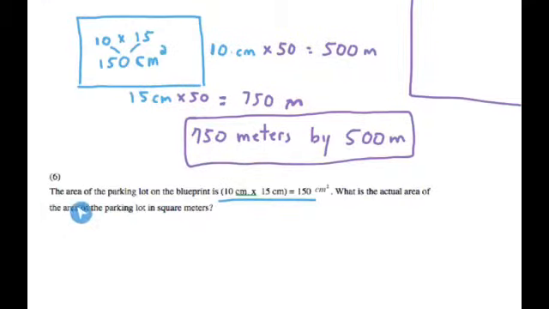Number 6, the area of the parking lot on the blueprint is 10 centimeters by 15 centimeters, equal to 150 centimeters squared. What is the actual area of the parking lot in square meters? And so here we can see how we calculate the area of a rectangle and multiply the two dimensions. So how can we find the amount of square meters inside the actual parking lot?